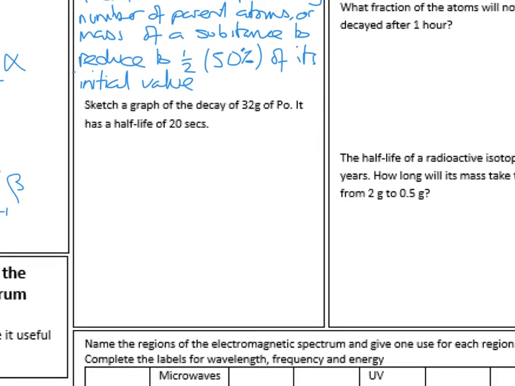Right, so it says sketch a graph of the decay of 32 grams of polonium, it has a half-life of 20 seconds. Okay, so first thing, let's use a ruler for those actually, shall we? That would be better. Okay, so you should be able to draw a straight line on your notebook, okay? Where it becomes difficult is that we're going to draw a curve in a second, okay?